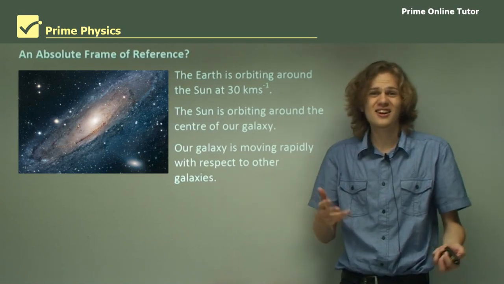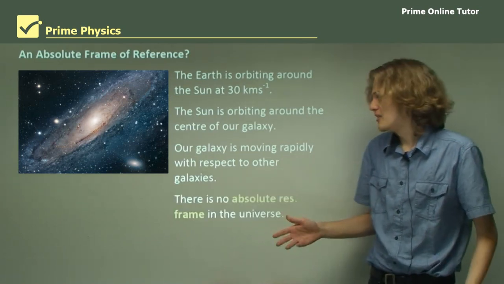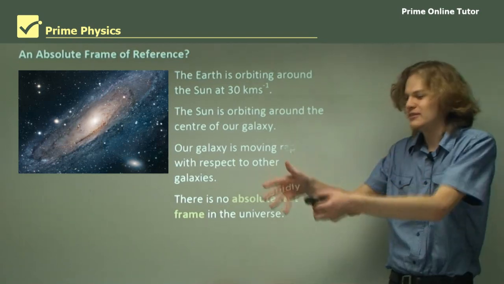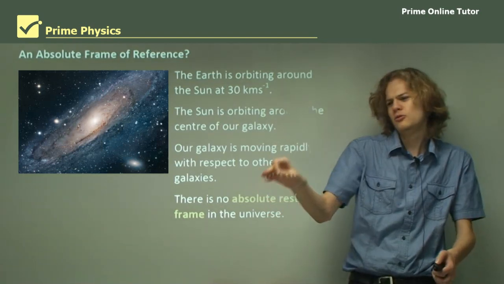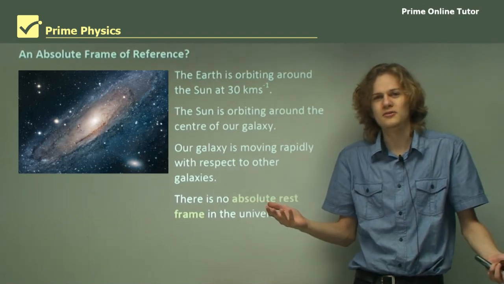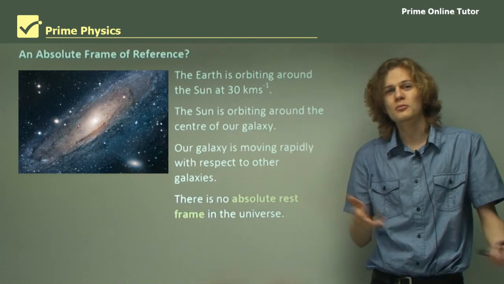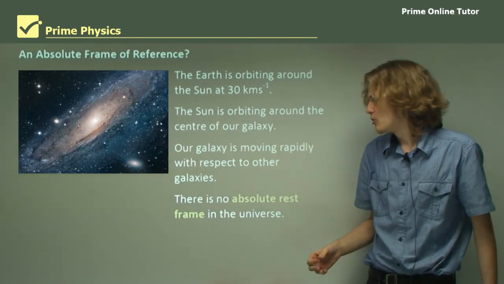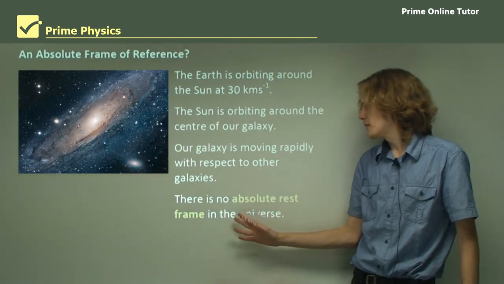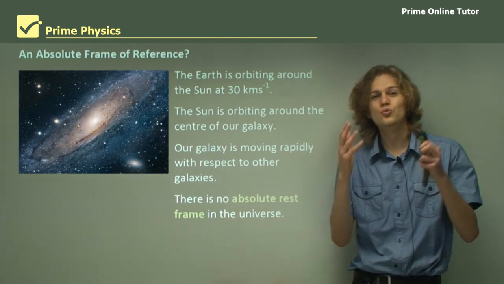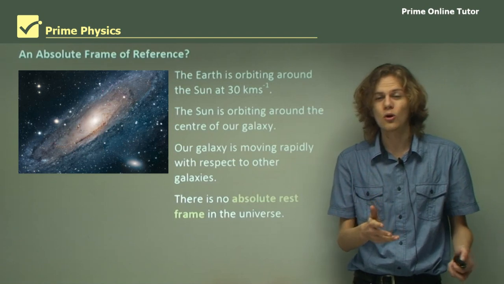Well, the answer is you can't say which is right. There is no absolute rest frame in the universe. You can't just pick a point in space and say, this point is absolutely still, because there's no way of telling whether it's moving or not. And in fact, relative to various different galaxies, it will be moving or it won't be moving. And so the fact that there is no absolute rest frame in the universe means that we must always measure velocity relative to other objects or other frames of reference.